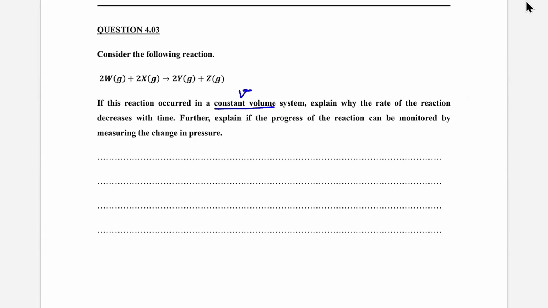Okay, so you have to add. Read the question. You have to address constant volume, right? So what will happen in the constant volume? Explain why the rate of reaction decreases with time. Why? Further, explain if the progress of the reaction can be monitored by measuring the change in pressure.